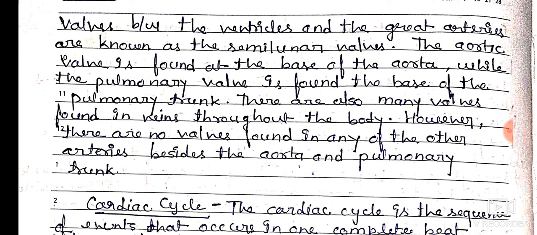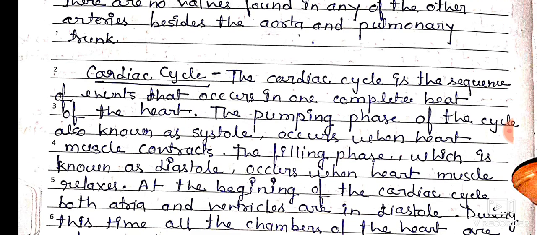Valves between the ventricles and the great arteries are known as the semilunar valves. The aortic valve is found at the base of the aorta, while the pulmonary valve is found at the base of the pulmonary trunk. There are also many valves found in the veins throughout the body. However, there are no valves found in any of the other arteries besides the aorta and pulmonary trunk.